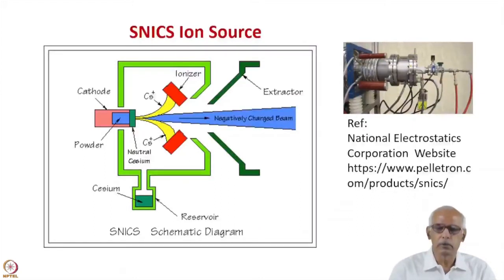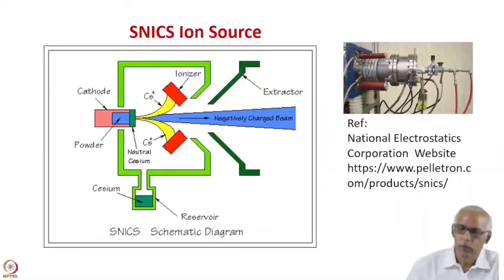Now you will see that the cesium sputter ion source is very popular, not only from the research point of view, but also from the point of view of applications, because it can generate negative ions, which are accelerated by protons and which are very useful for AMS. In this case, you can see that there is an ionizer here, and the cesium is put here, which you heat, and that cesium goes and gets deposited at various places, for example, at the ionizer and cathode.